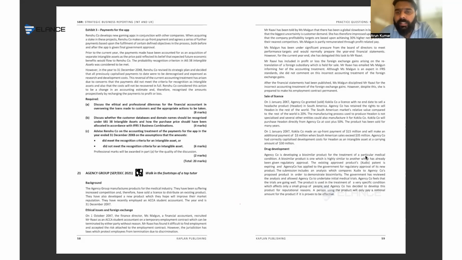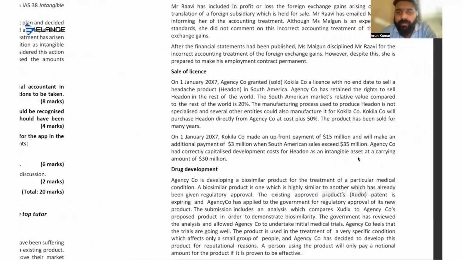Yes. And what about the sale of license? The agency granted Coca-Cola a license with no end date to sell the headache product Head-on in South America. The agency has retained the right to sell Head-on in the rest of the world. South America's relative value is 20%. The manufacturing process used to produce Head-on is not specialized, and several other entities could have manufactured it for Coca-Cola. So Coca-Cola will purchase Head-on directly from the agency at cost plus 50%. The product has been sold for many years. Coca-Cola paid an upfront fee of 15 million and will pay another 3 million when South American sales exceed 35 million.